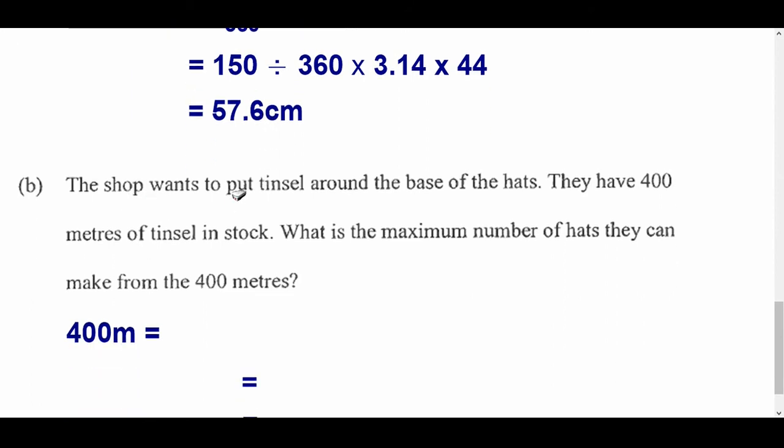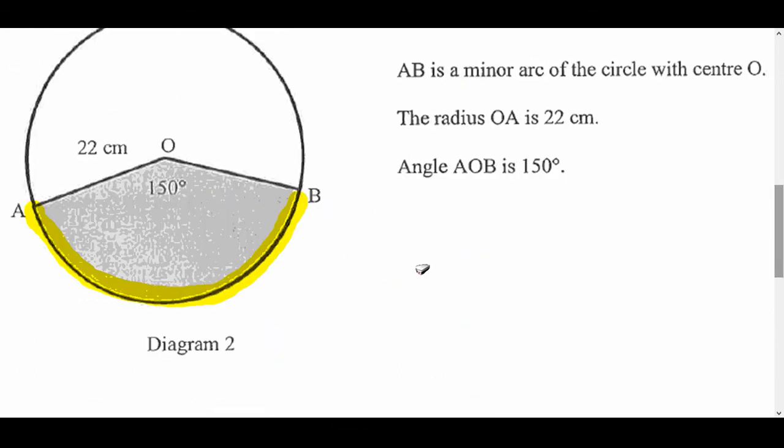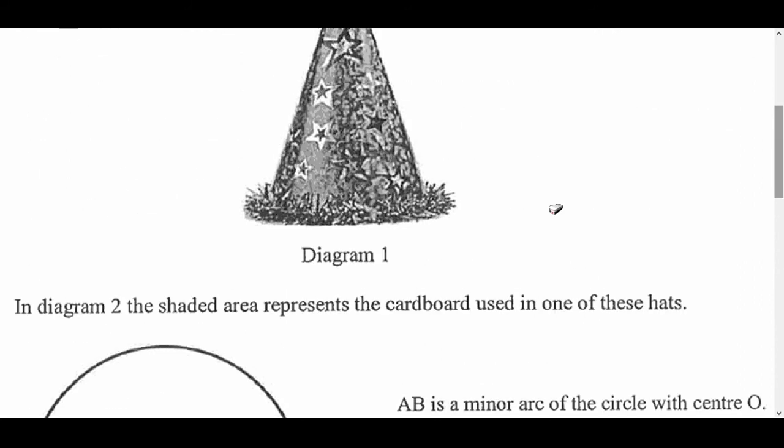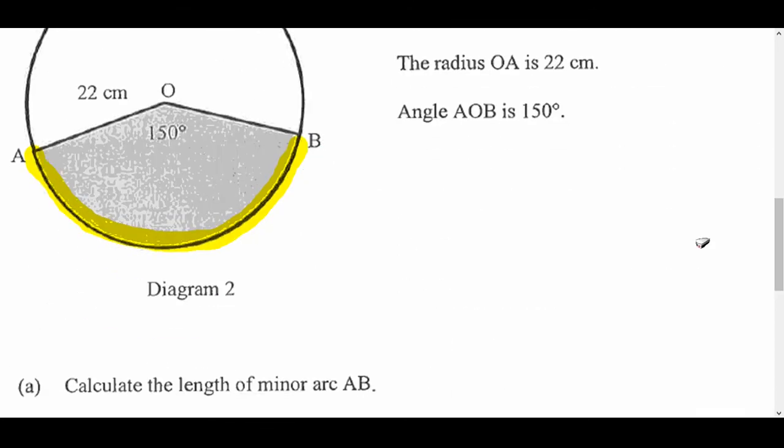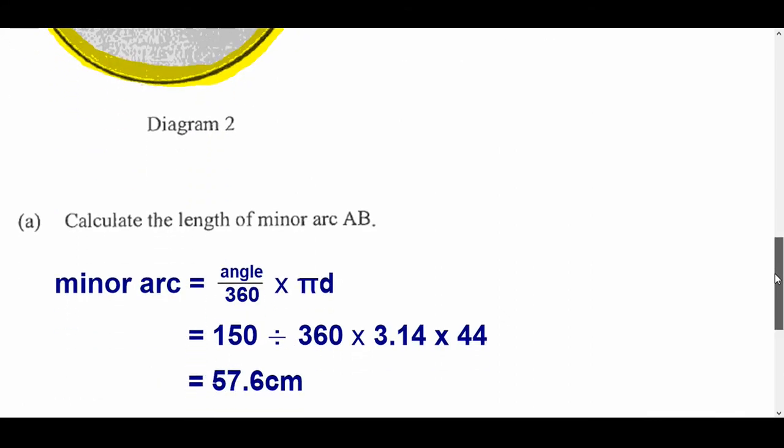Okay, the shop wants to put tinsel around the base of the hats. They have 400 metres of tinsel in stock. What's the maximum number of hats they can make from the 400 metres? Okay, so this bit round here makes the base of the hat if you folded it round, and there's the tinsel there. I want to put tinsel round the bottom bit. Now we know that length is 57 centimetres or thereabouts, isn't it?